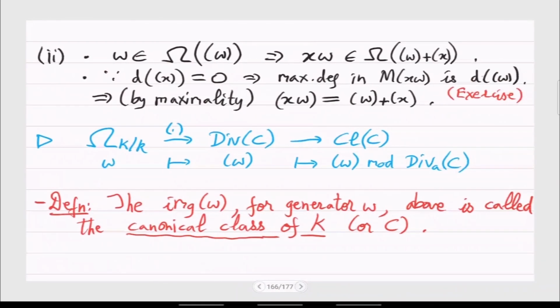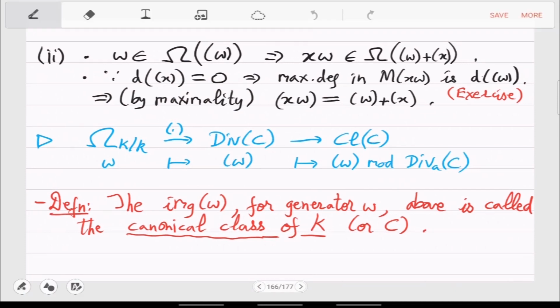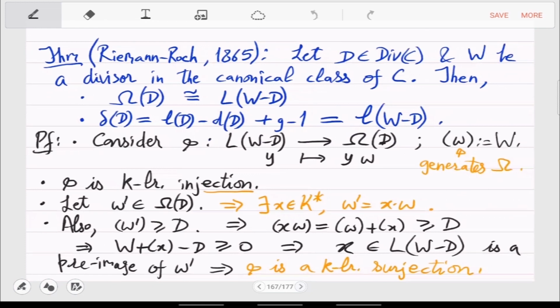So ultimately for Riemann-Roch, here also the correction was that small omega is in big omega of the maximal associated divisor of omega, bracket omega. So x omega will be in this, and it's an if and only if. So this is omega plus x, not minus. From this you will get the identity that the divisor of x omega is equal to omega plus x. And Riemann-Roch is now just a one-line proof. You just look at the map phi which sends y from L of omega minus d to big omega d by multiplying by omega, and then everything works. You can show that this phi is an isomorphism.